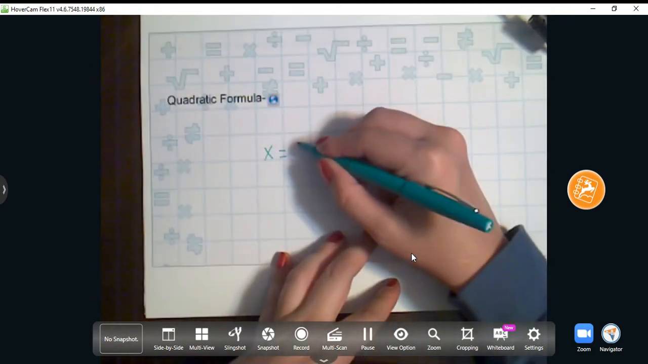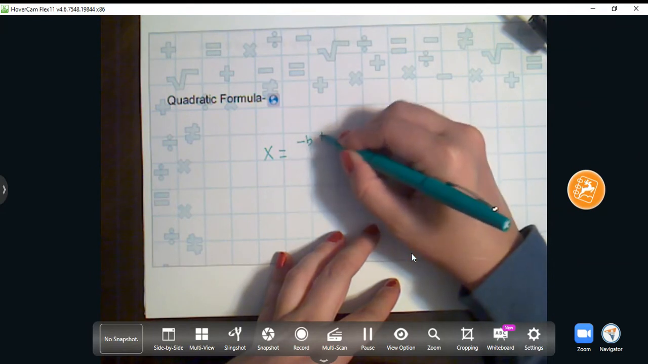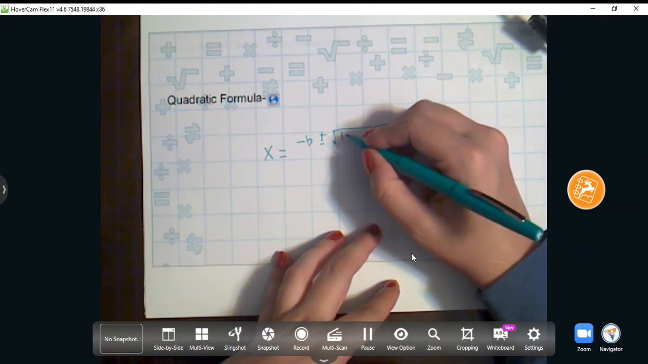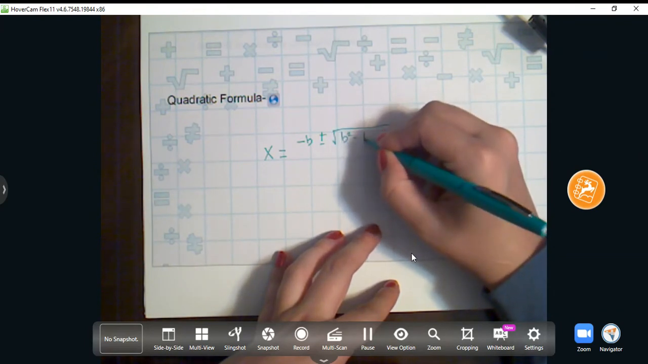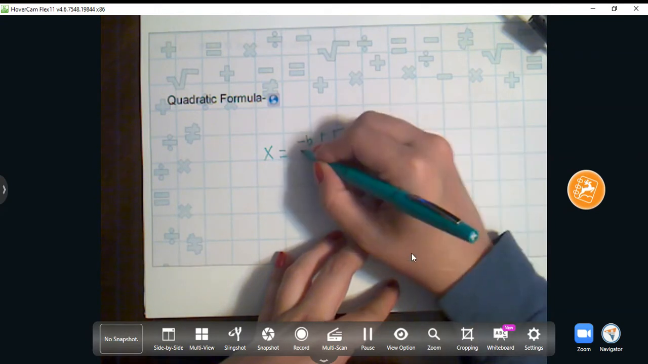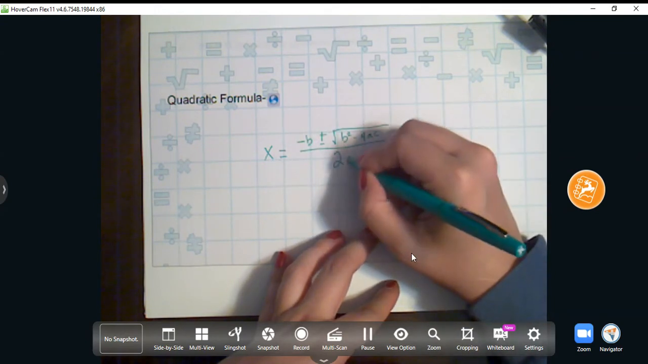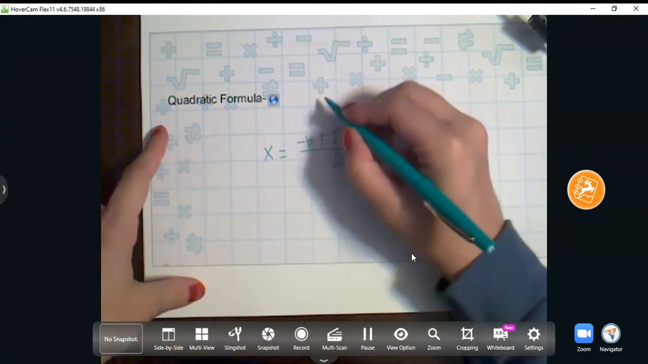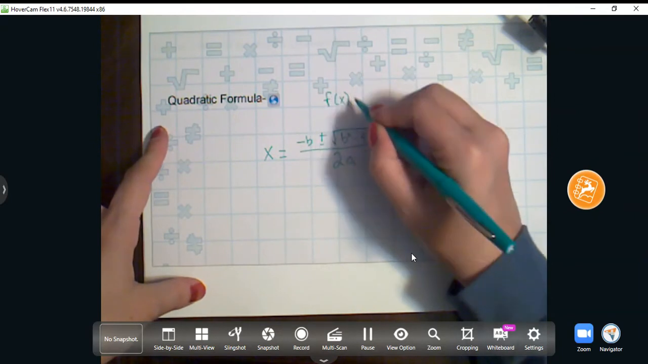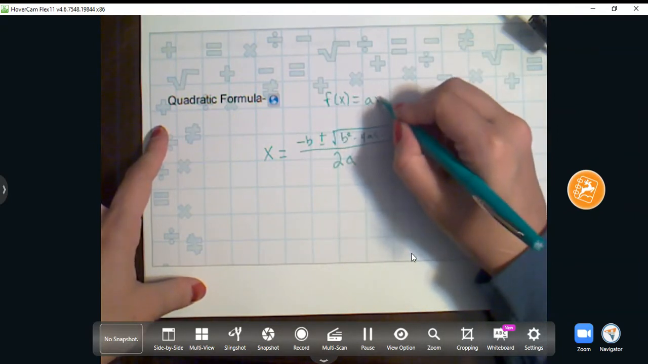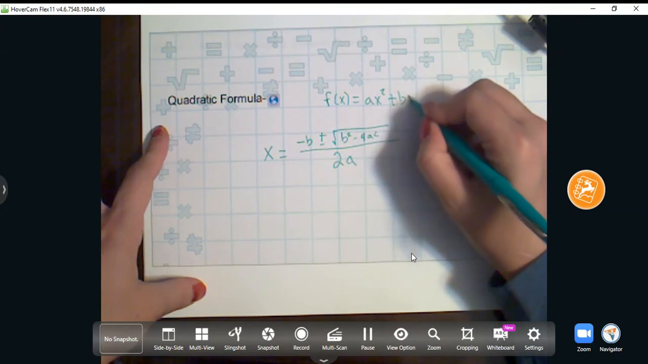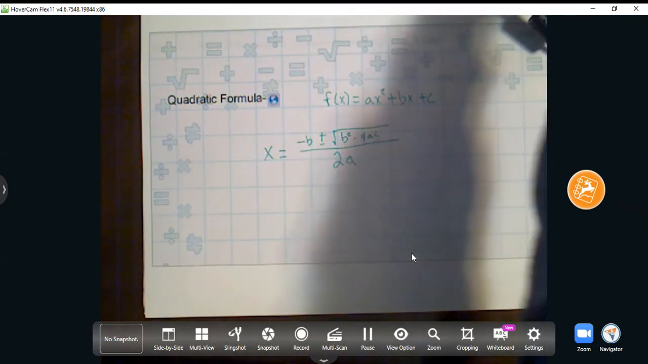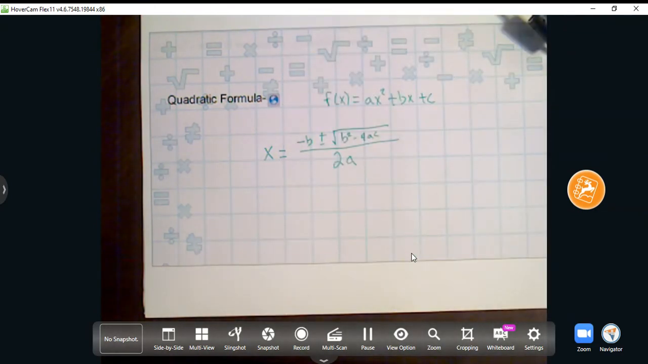So it is x equals negative b plus or minus the square root of b squared minus 4ac all over 2a. Now, these a's, b's, and c's are coming from our quadratic standard form, ax squared plus bx plus c. So we're using those coefficients to plug into our formula.